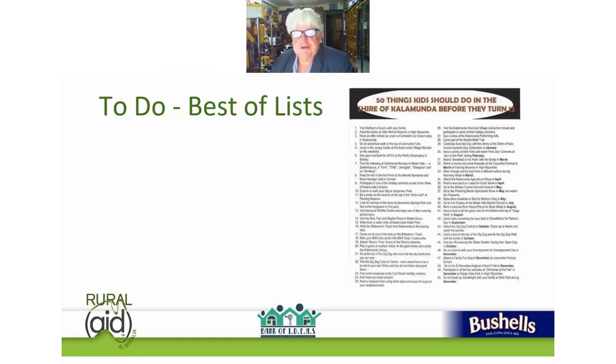There are things that you can do to what we call the best-of lists. I was part of a group here called All We Need Is Right Here in my community of Kalamunda. I always remember a group of young women who were motivated by what there is for our young kids to do. They came together over a good bottle of red and started to brainstorm all the things they called the 50 things that all kids should do in Kalamunda before they turn 12.